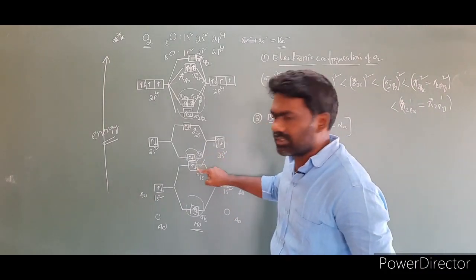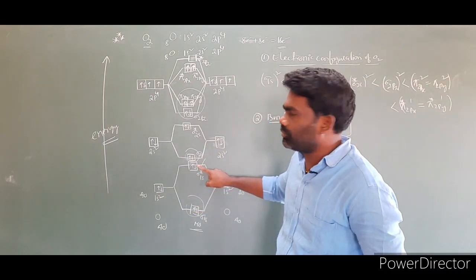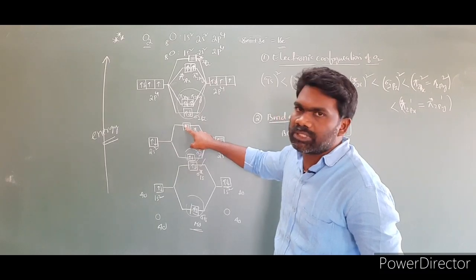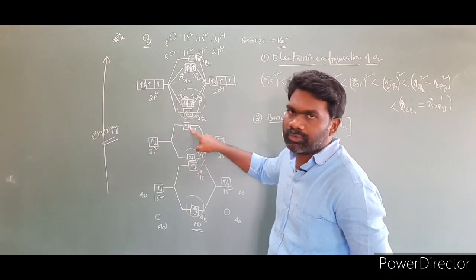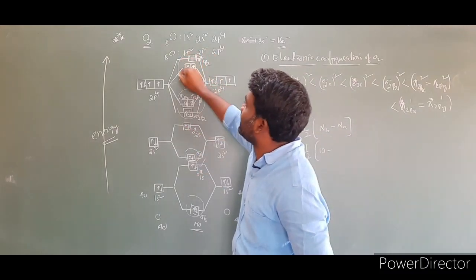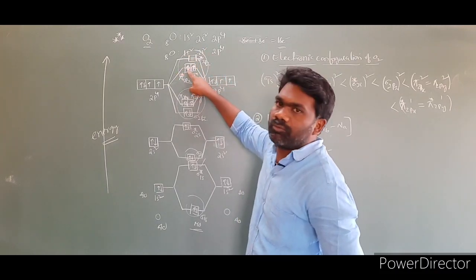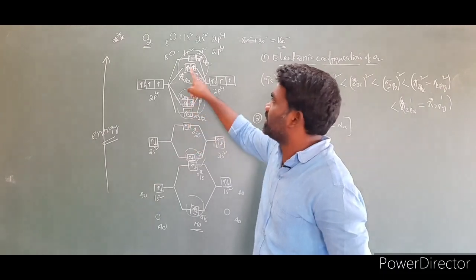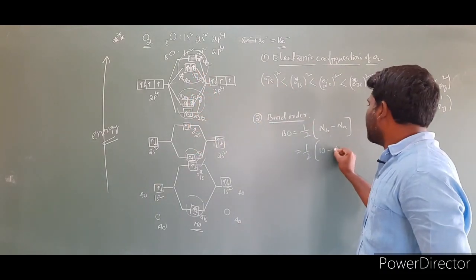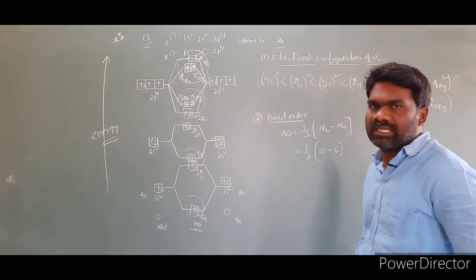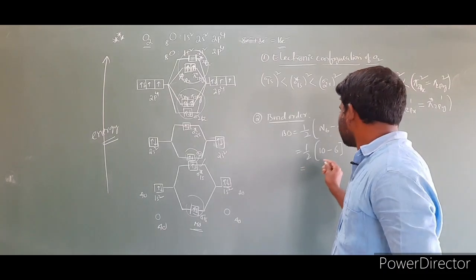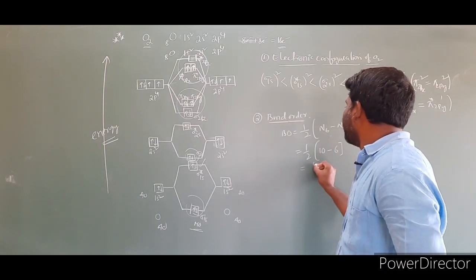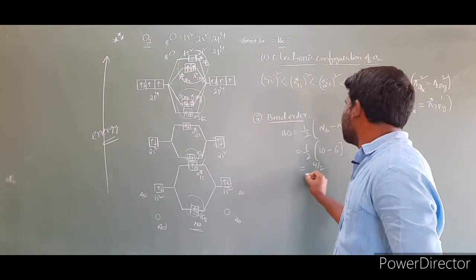Total is 10, minus anti-bonding. This is bonding, this is anti-bonding. How many? 2. Here is 2, here is 2, 4. And here, this is the anti-bonding. In anti-bonding, how many are there? 2 electrons. So 2 plus 2, 4 plus 2, 6. So 10 minus 6, isn't it? That is equal to, how much will we get? 4 by 2.